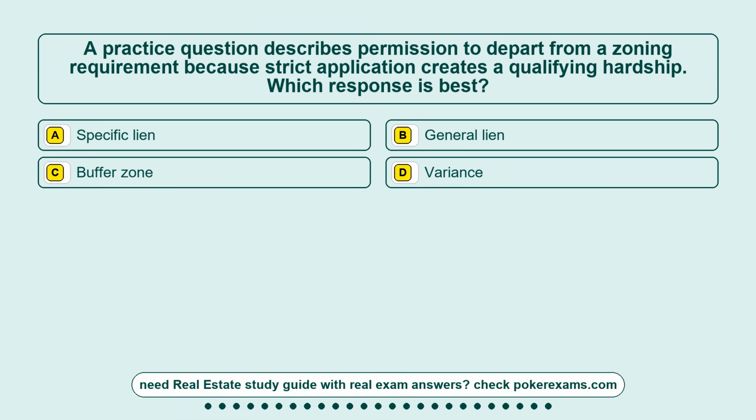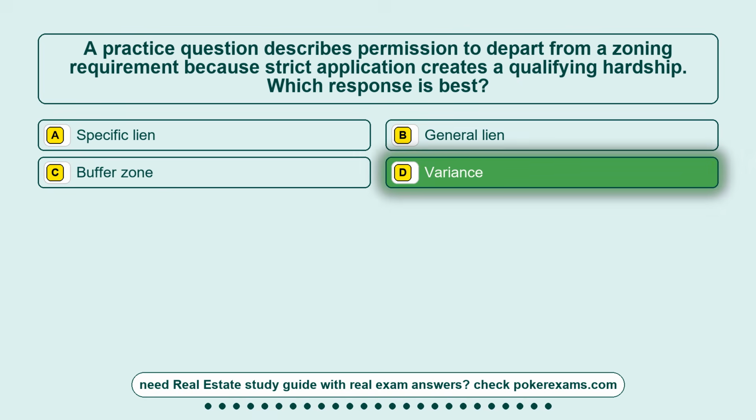Question 4. A practice question describes permission to depart from a zoning requirement because strict application creates a qualifying hardship. Which response is best? Option A, a specific lien. Option B, general lien. Option C, buffer zone. Option D, a variance. The correct answer is option D, variance.